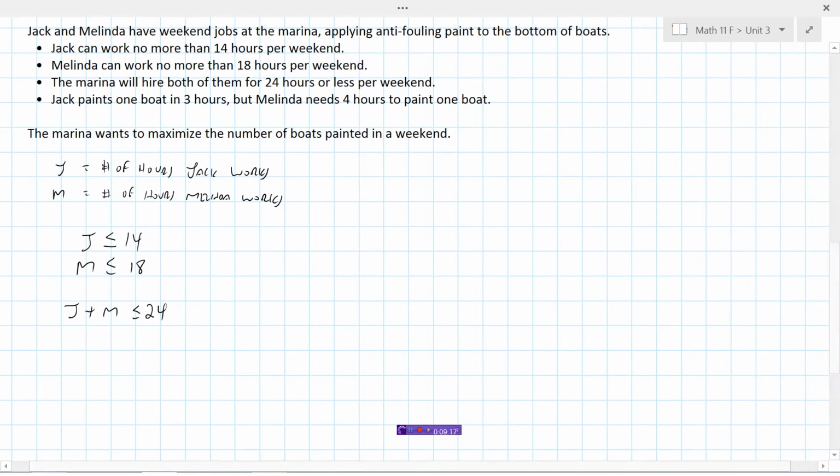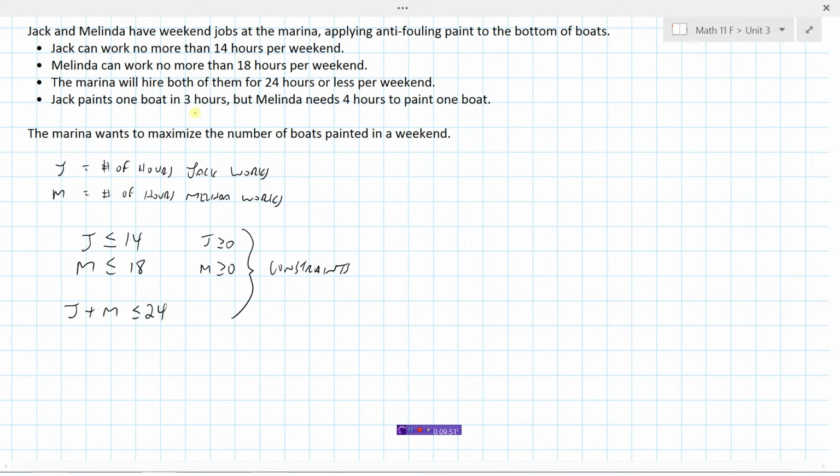We also know that technically Jack has to be greater than or equal to 0. There's no way we can have a negative number of hours. And Melinda is also greater than or equal to 0. She's not going to work negative hours. So there are some more restrictions on our variables, or constraints we call them. These are really the restrictions or the conditions that we have to work with.